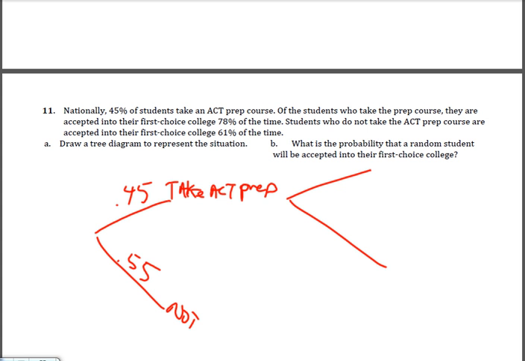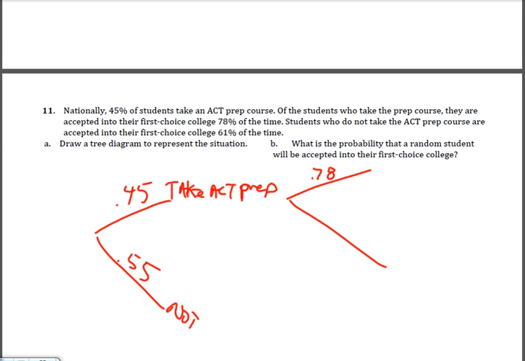They're more likely to get into their first choice college. 78% get into their first place college if they take an ACT prep class. And I encourage you to consider taking one of those, just in the real world. It can really help you focus in, and you probably get a better score than you did the first time.